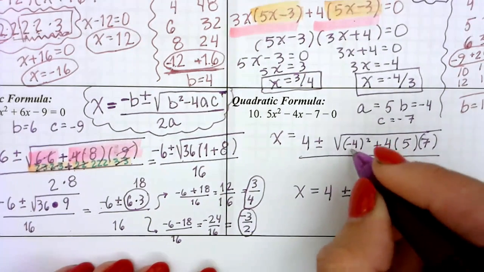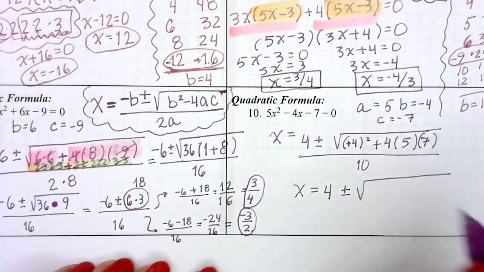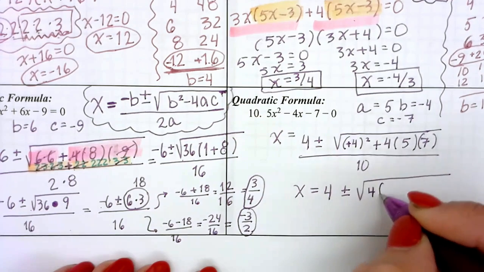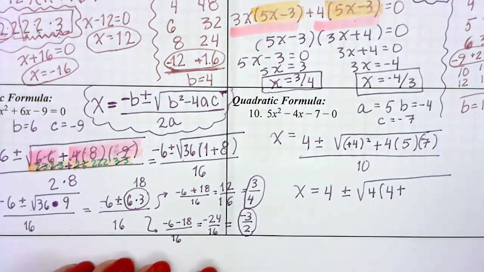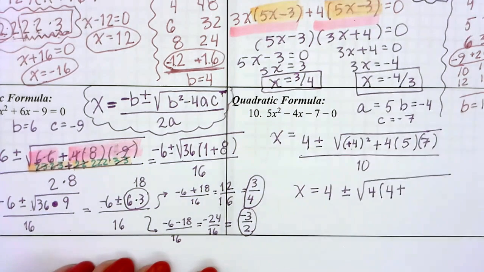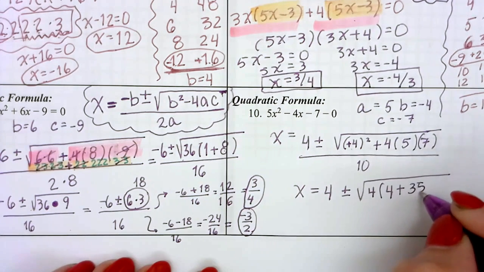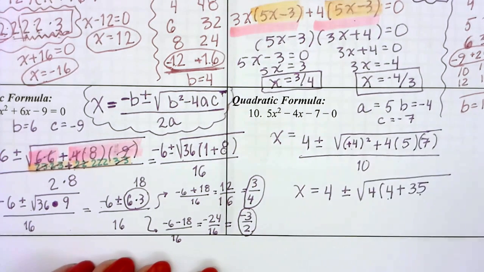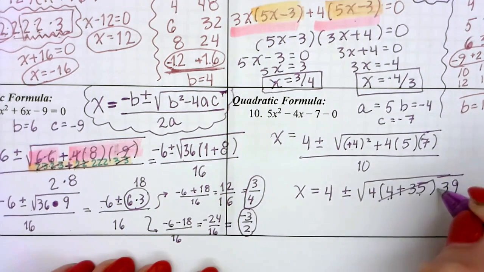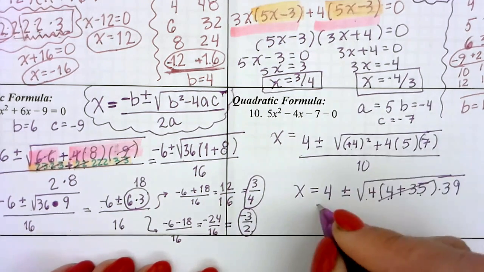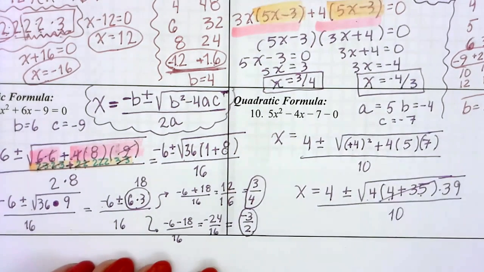This 4, I'm going to take 1 out of here. Again, that negative will go away. 4 and 4, I'm going to factor out a 4 because it's a GCF. That leaves me with a 4 plus 5 times 7, that's all that's left. That's 35. 35 plus 4, I'm just going to cross it out and save a step right now, 39. This is multiplication, 4 and 39, all over 10.